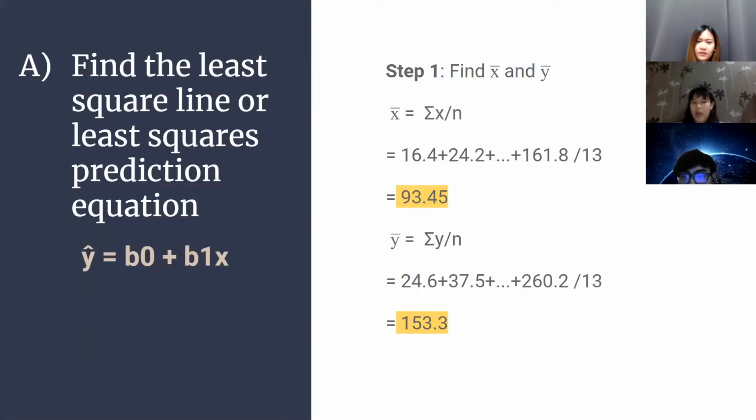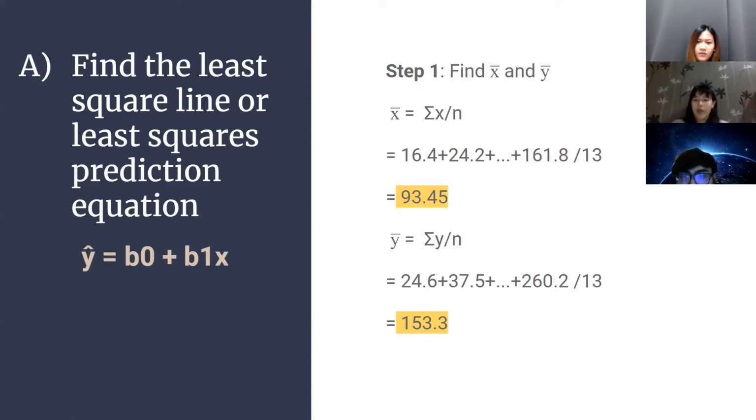Find a least square line or least square prediction equation. For this part we're going to use y hat equals b0 plus b1 x, but we don't know exactly what b0 and b1 are, so we're going to find them step by step. For step 1, we have to find x bar and y bar. The formula for x bar is x bar equals sigma x divided by n, and y bar is sigma y divided by n.